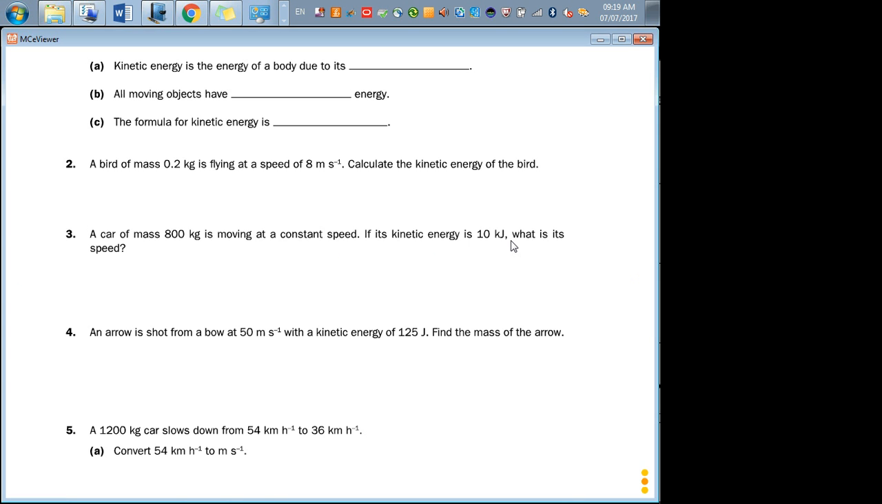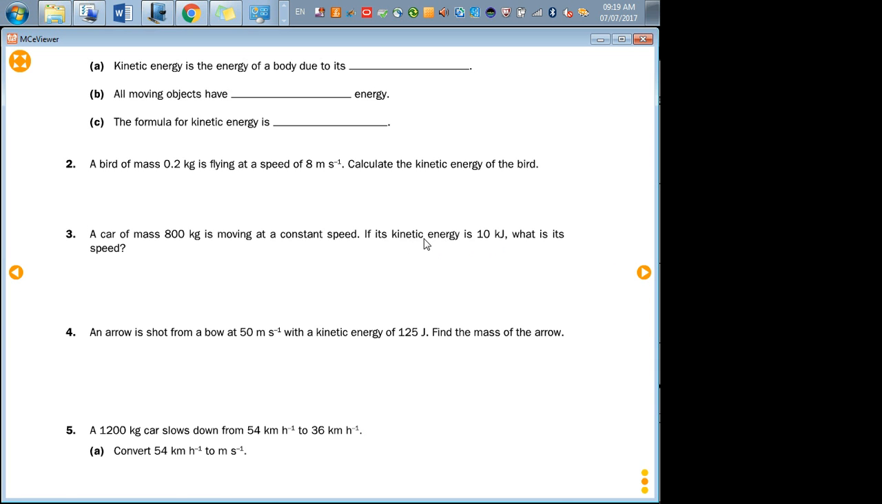Okay, wait, before you answer, I'm going to call students. Yang Kun, what type of energy is this? What type of energy is this? In question 3. Huh? Kinetic, it is stated here. Kinetic energy. Can you be more confident?